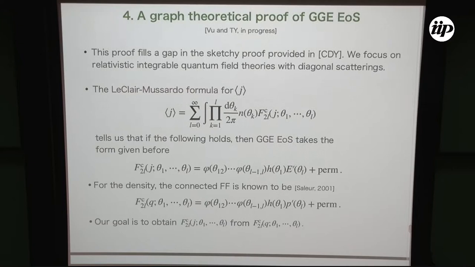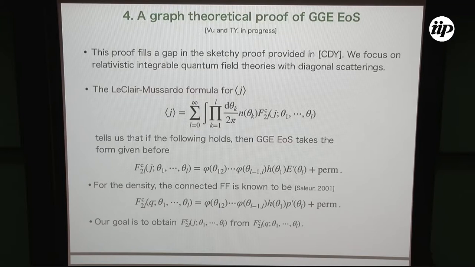So finally, I will briefly talk about how to really prove the GHD equations of state. This is based on the proof I gave in our original paper. That was based on the form factor expansions, but there was some missing gap in the proof, so I'm going to fill it using the graph theoretical method. Again, I will focus only on relativistic integrable quantum field theories with diagonal scatterings for simplicity.